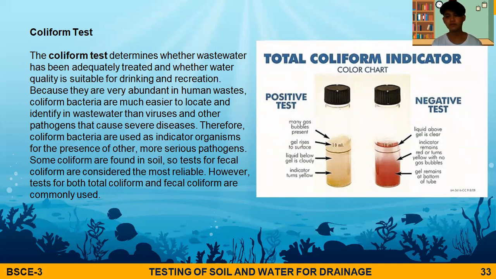This is an example of a total coliform indicator. So if it turns yellow, it is positive. If it remains red, it is a negative test. If yellow, there is a presence of coliform bacteria. But if it remains red, there is no coliform. So it can be drunk, it is suitable for drinking or recreation if the bottle in our test remains red. But if it turns yellow, it cannot be drunk.